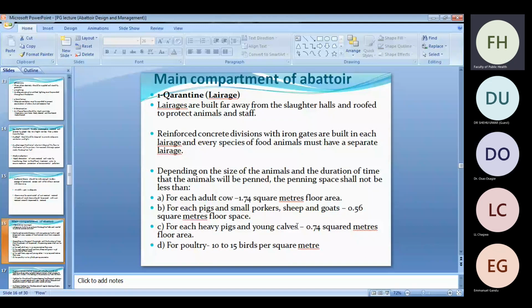These are the adequate housing requirements for keeping these animals in lairage before they are slaughtered, to enable antemortem inspection and to prevent anything that will make the animal not be able to respond to better meat yield when they are slaughtered.